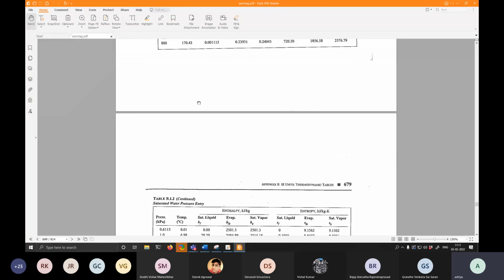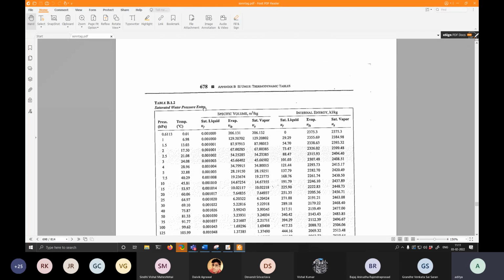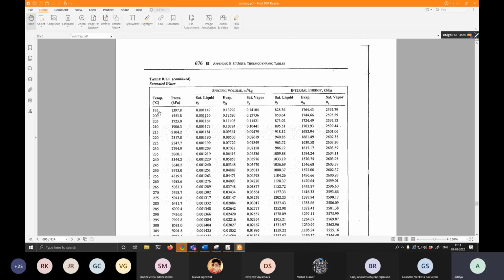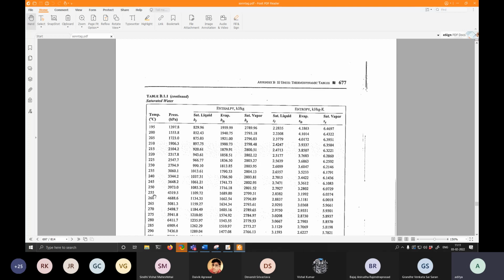Yes, sir. So in all the tables, in the saturated water pressure entry table or whatever tables you have, you will have at a given temperature an entry for the specific volume and internal energy. Look, this is 195, 200. If you go to the next page, page number 676, and then page number 677, you again have 195, 200 and so on. But instead of the specific volume and internal energy data, you have the enthalpy and the entropy data.